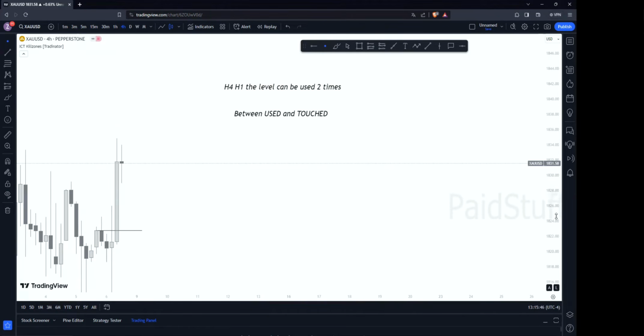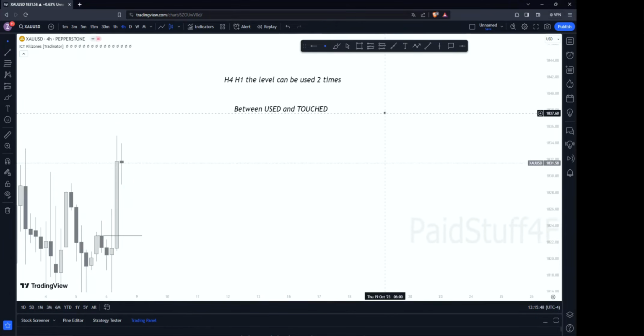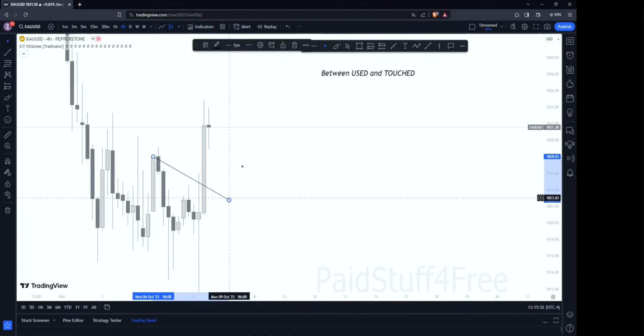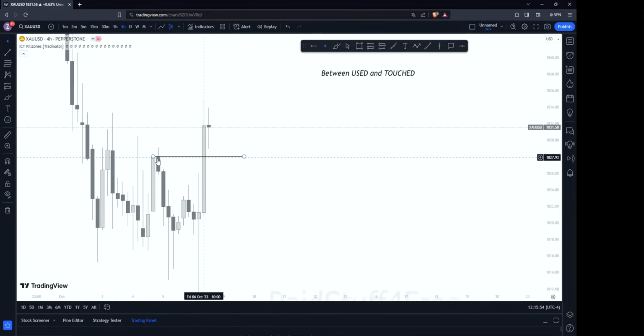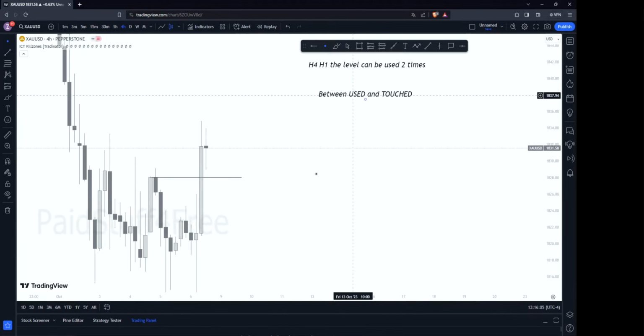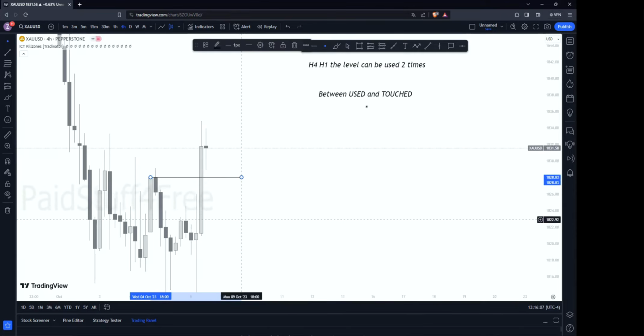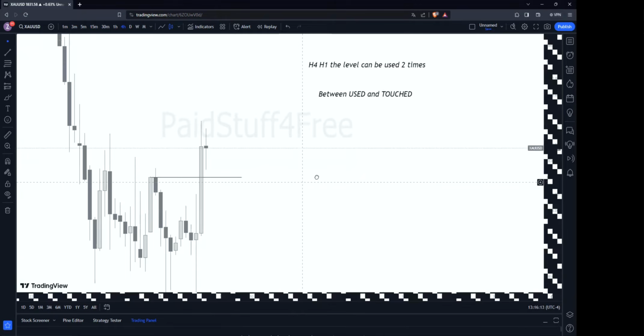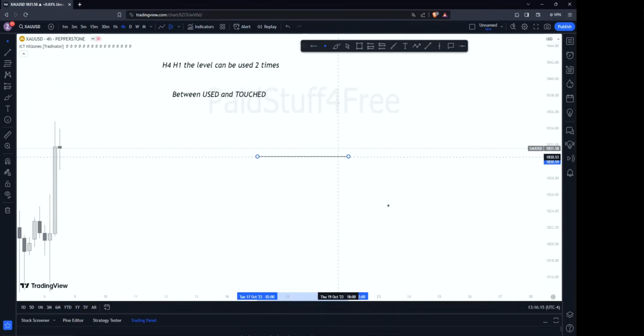But touched doesn't mean that you press the button there. Let's say there is this level right here, and price was going to it. We don't want to press a sell button right here. Let's say you know that it's going to break through. You don't want to press a sell button, but it's touched. So a touch and a use, there is a difference between them. A level gets used basically on the first touch when it is fresh. Okay, let me give you an example so you don't get confused.